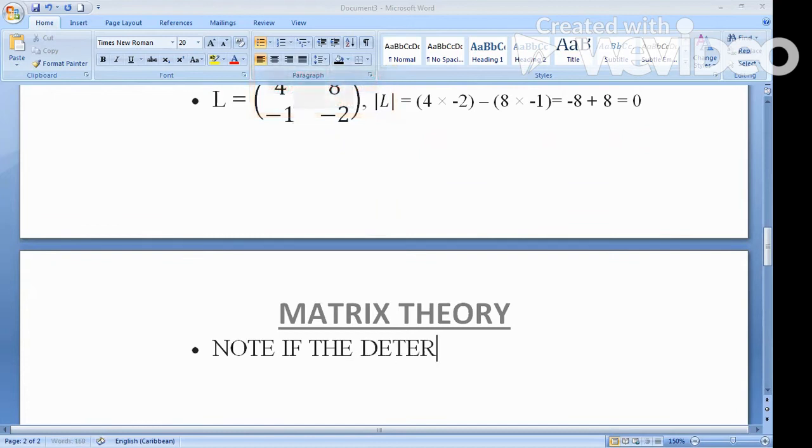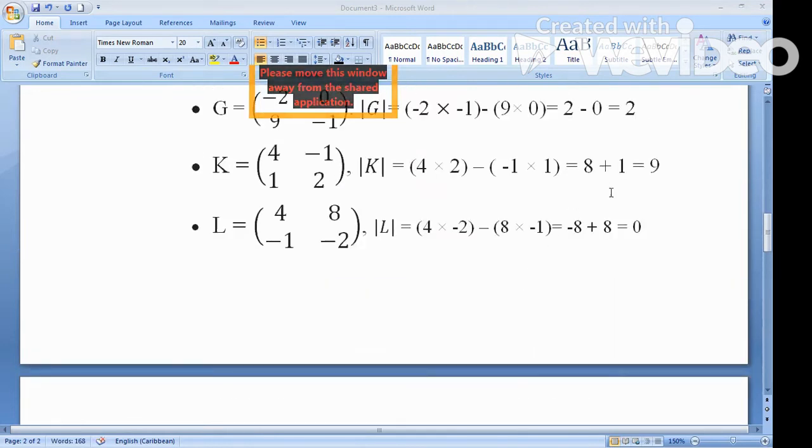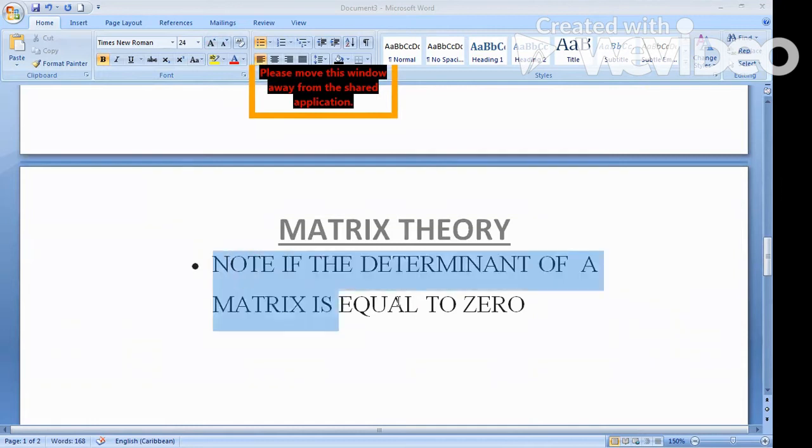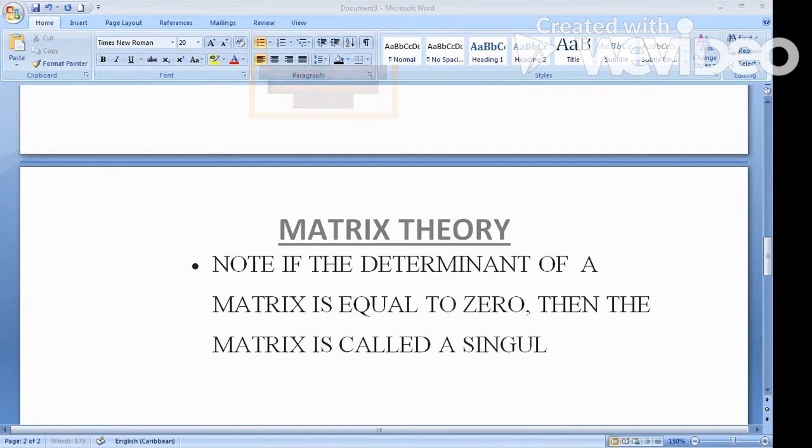Note: if the determinant of a matrix is equal to 0, just like this one, then the matrix is called a singular matrix. All right, make a note of that here.